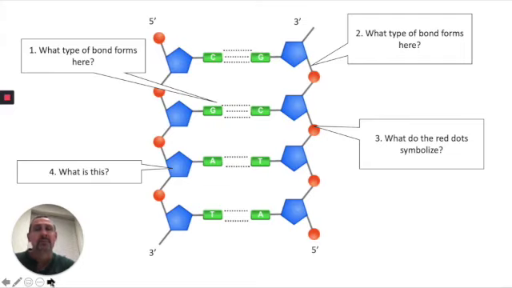So in between the 2 strands of DNA are hydrogen bonds between the nitrogen bases. But along the backbone, between the sugars and the phosphates, those are covalent bonds. So they're much stronger bonds. The red dots there are the phosphates, and the blue pentagons are the sugars.